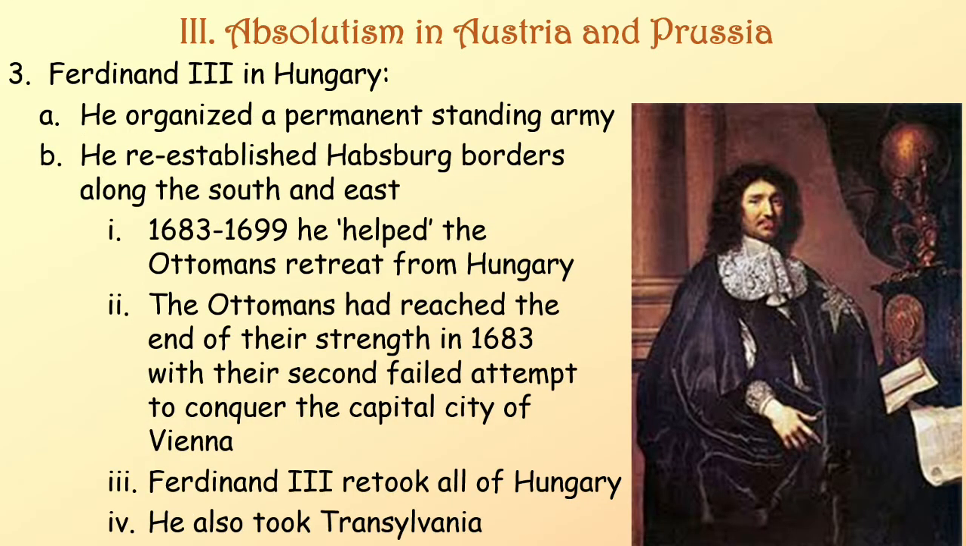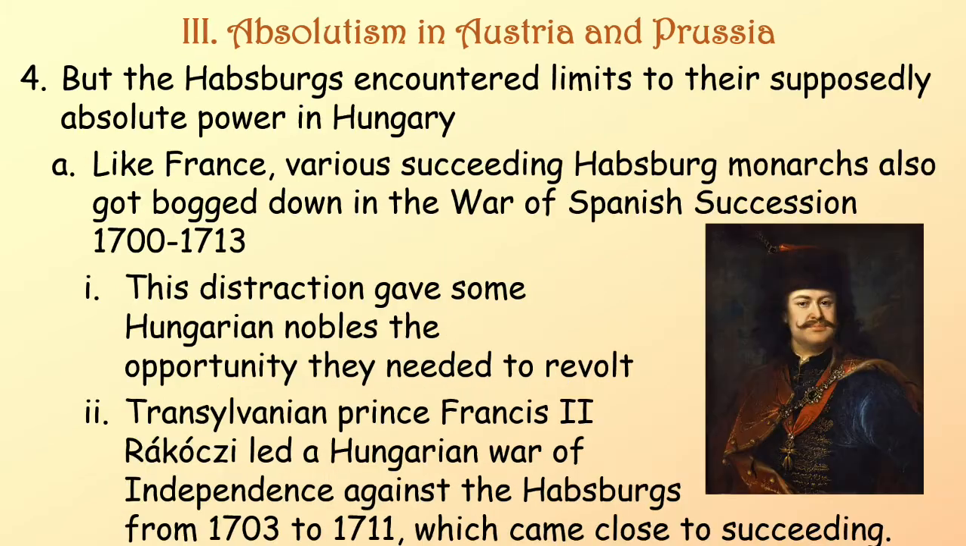Ferdinand III in Hungary. Ferdinand III organized a permanent standing army. He reestablished Habsburg borders along the south and the east. And from 1683 to 1699, he, quote, helped the Ottomans retreat from Hungary. The Ottomans had reached the end of their strength in 1683 with their second failed attempt to conquer the capital city of Vienna. And so Ferdinand III retook all of Hungary, and he also took Transylvania. But the Habsburgs encountered limits to their supposedly absolute power in Hungary.